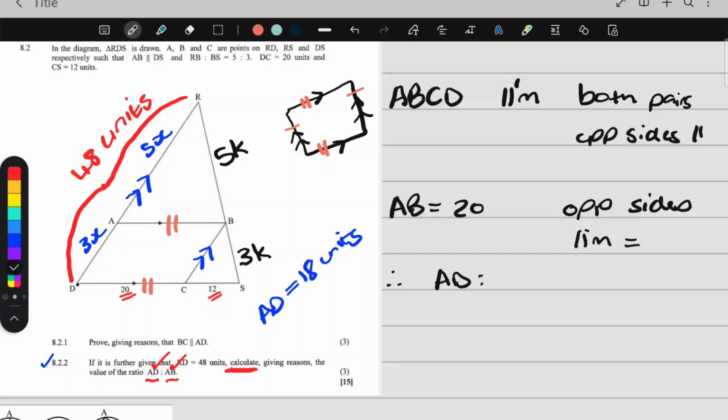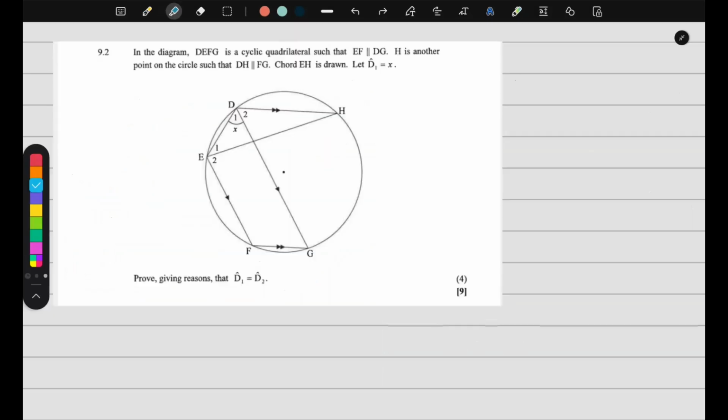AD is to AB. AD was 18 and AB is 20. And if I simplify that, I get 9 is to 10. Let's look at the next question of this paper.